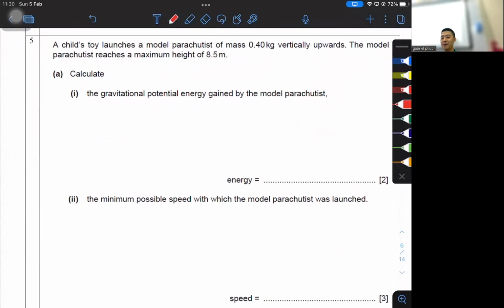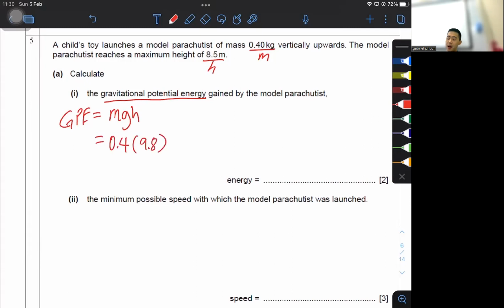Guys, first things first, you identify the information, right? This is going to be your mass. This is going to be your height. And they ask you to find gravitational potential energy, which everyone knows the formula by now, right? GPE is supposed to equal mgh, right? In this scenario, it will be 0.4 multiplied by 9.8 multiplied by your height, and you're supposed to get a final answer of somewhere around 33.3 joules, right? Everyone got this one?